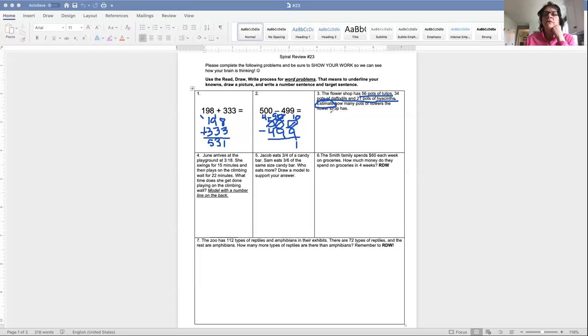Matter of fact, I'll take 56 and I'm going to round that to 60, rounding to the nearest 10. This 34 right here, I will round to 30. And I'm adding them because it wants to know how many pots they have all together. And then my last one is 21 hyacinths. I would round that to 20. And the nice thing about this is you can do this mentally, boys and girls. So 60 plus 30 is 90, plus 20 more would be 110.